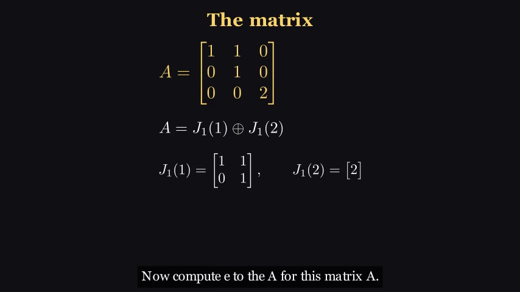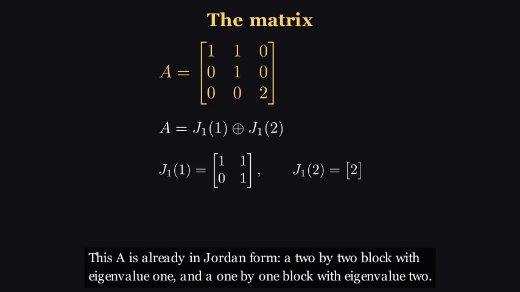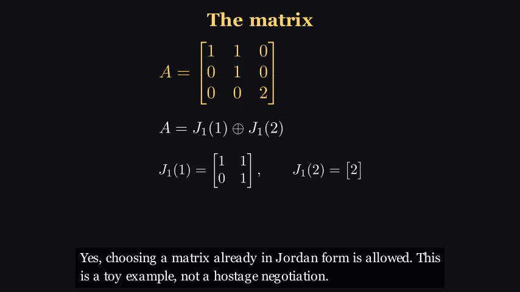Now compute e to the A for this matrix A. This A is already in Jordan form. A 2x2 block with eigenvalue 1, and a 1x1 block with eigenvalue 2. Yes, choosing a matrix already in Jordan form is allowed. This is a toy example, not a hostage negotiation.